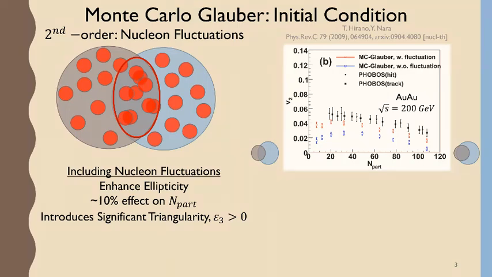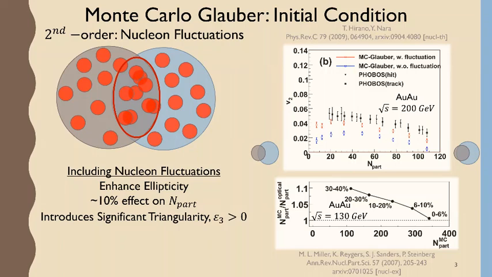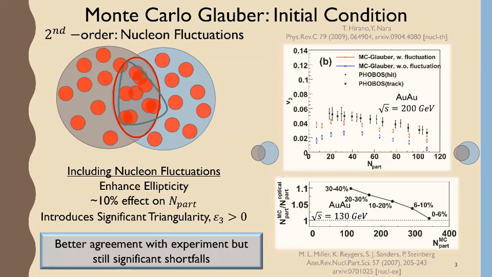There's also about a 10% effect on the number of participants when you include these nucleon fluctuations, because now you can have nucleons hiding behind each other, and you can increase the number of participating nucleons in the collision. This will also introduce a significant triangularity that I'll talk about more on the next slide. This gives better agreement with the experiment, but there are still significant shortfalls here.